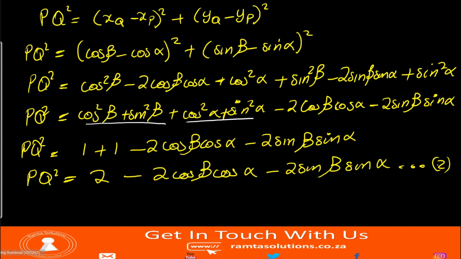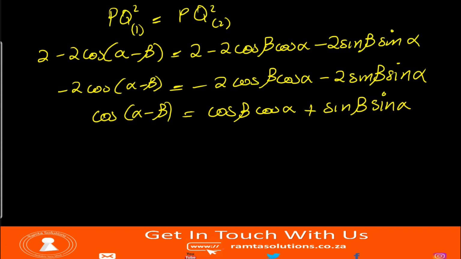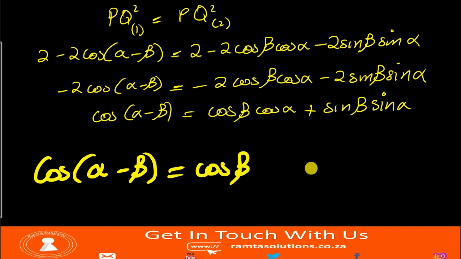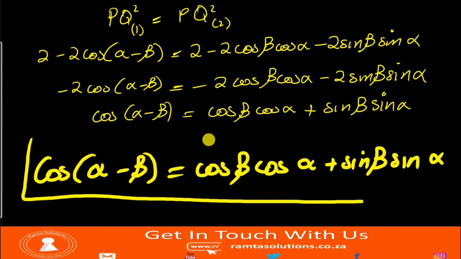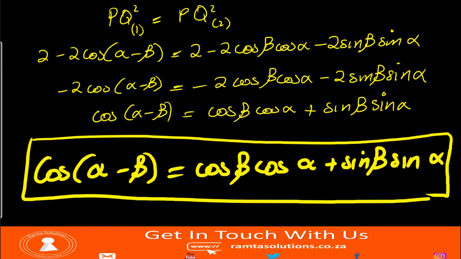Perfect. Okay, so we were able to prove, let me now write it in bold letters, we were able to prove that cos alpha minus beta is equal to cos beta cos alpha plus sine beta sine alpha. This is an important formula. Okay? Cool. Now, we're heading to the second derivation.